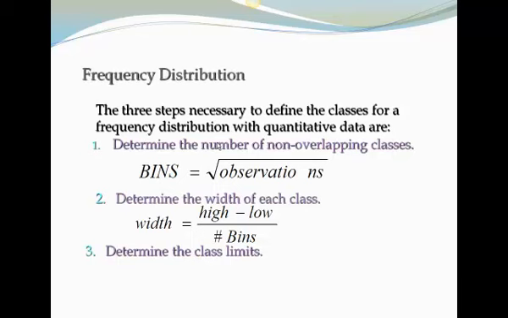So what we're doing here with this width of each class is taking that entire breadth of data and dividing it into a specific number of bins. So dividing it into a specific number of class groupings. So once you have that width, you would start with the lowest.